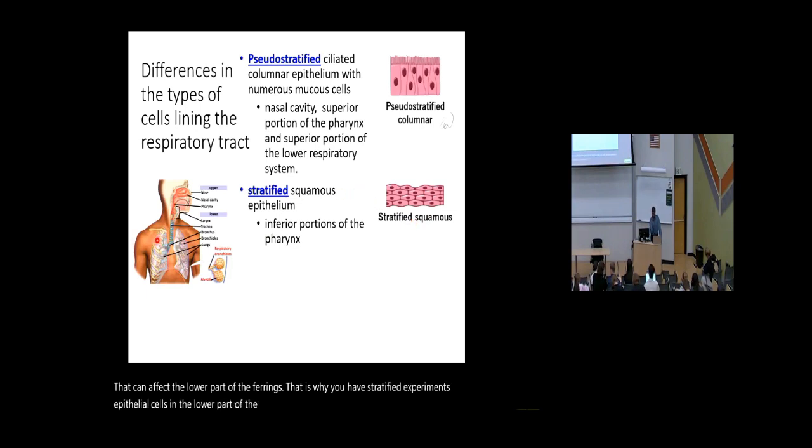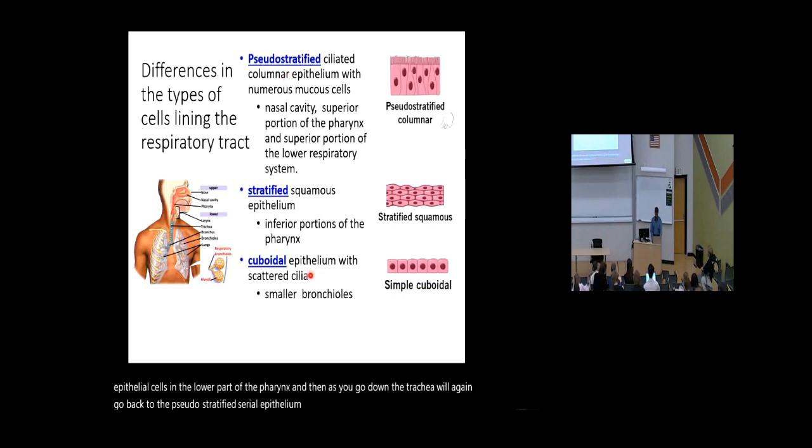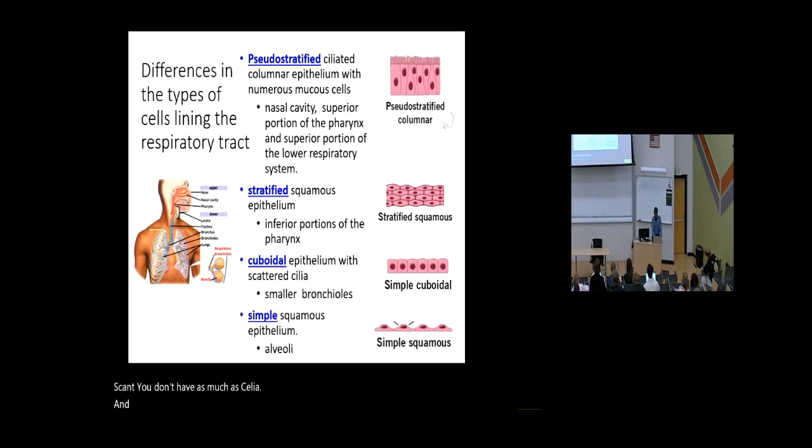And then as you go down the trachea, you'll again go back to the pseudostratified ciliated epithelia, and when you enter the smaller bronchioles, the cells become more cuboidal in shape, and the cilia is more scant. You don't have as much cilia. And finally, when we reach the alveoli, you have simple squamous epithelium, which is just a single layer of cells which will help with maximum exchange of gases, right?